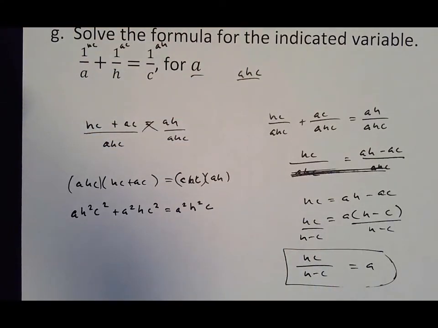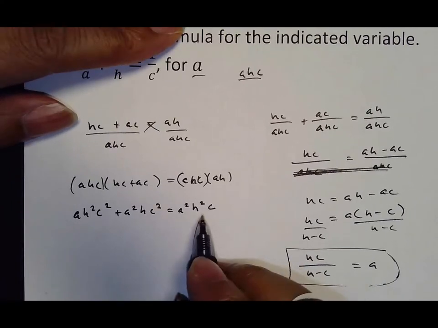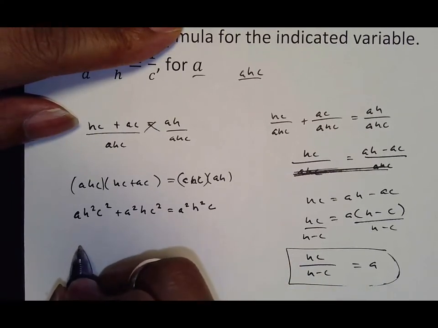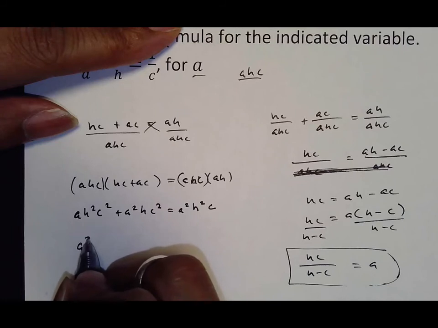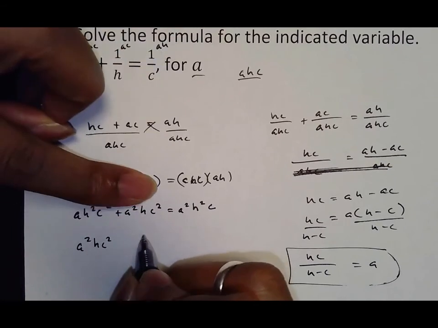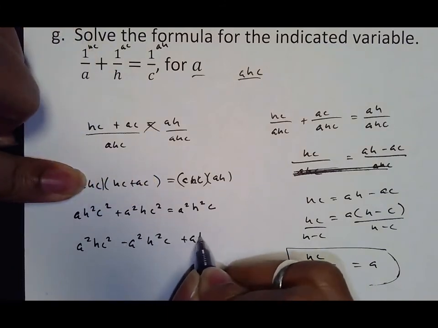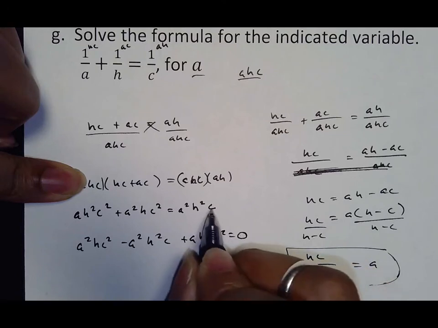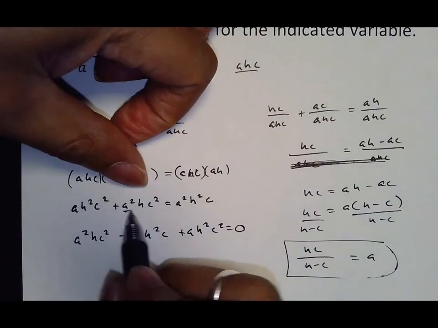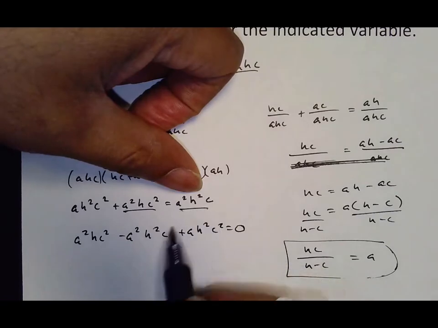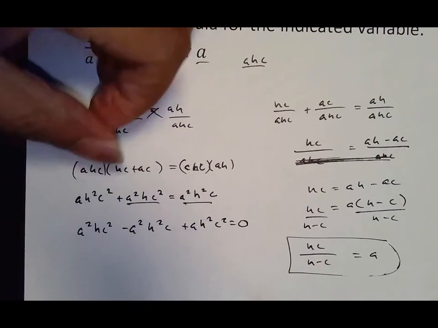And then I want to probably, what do I want to do there? Putting all my A's together, well, moving this over, you end up with A squared HC squared minus A squared H squared C plus AH squared C squared equals 0. I just moved that over there. Again, writing this first because it was an A squared, writing this second because it's an A squared, and this third because it's an A.